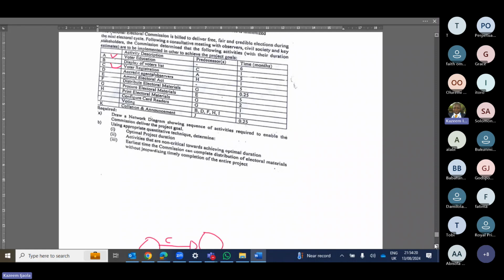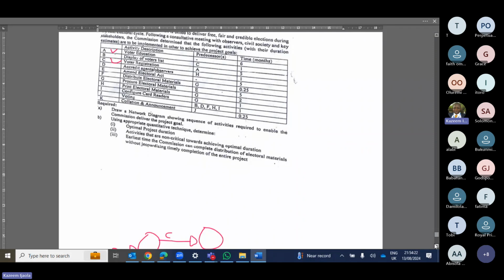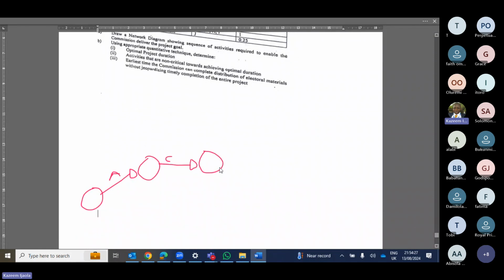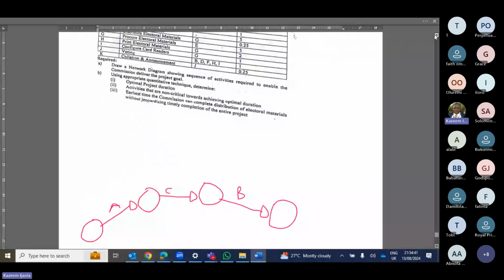So B is from where? From C. So our B is now from C. I'm bringing it down because many things will join together. So this is my B. Now I've done this one.